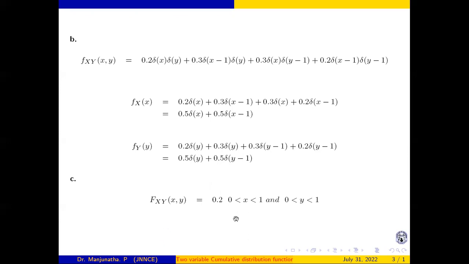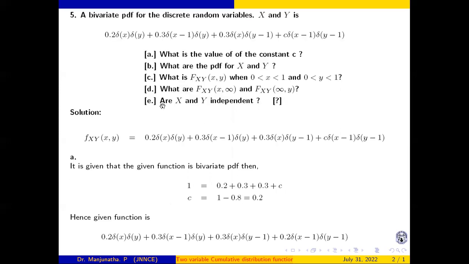Then the CDF with the range 0 to 1 and 0 to 1. Now, when we observe this given PDF and this CDF, within this region, x is less than 1 and y is less than 1, and its coefficient is 0.2. Fxy of x, y with this range, x less than 1, in this case it is a point. Then parts A, B, C, and D: fxy of x comma infinity, fxy of infinity comma y, and the marginal PDFs.